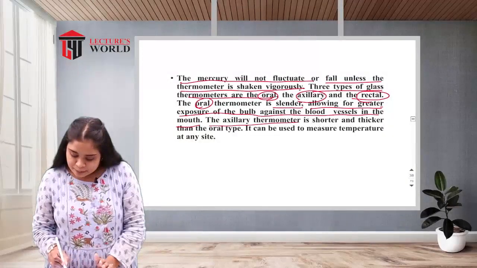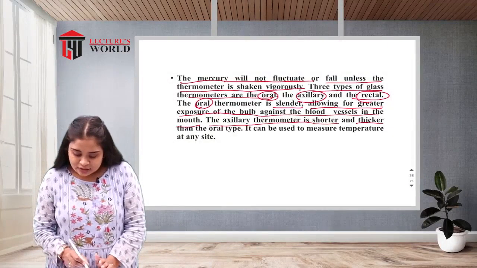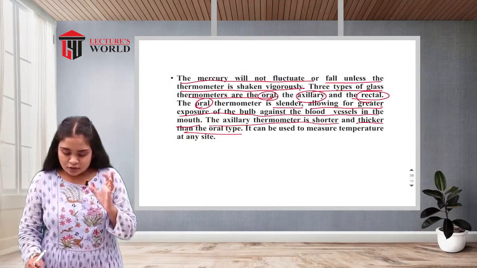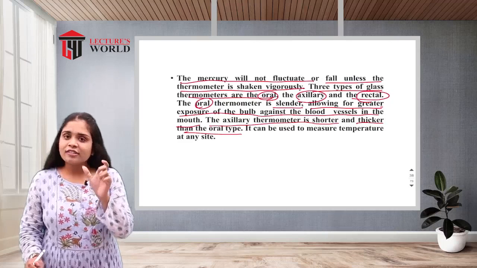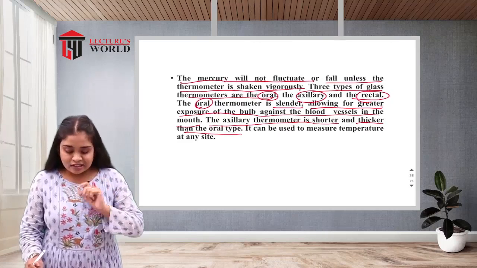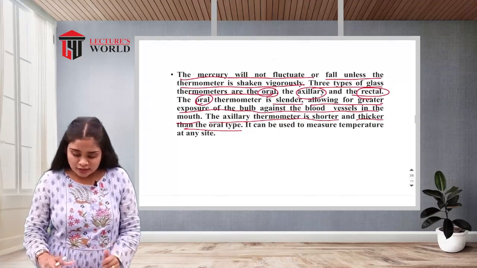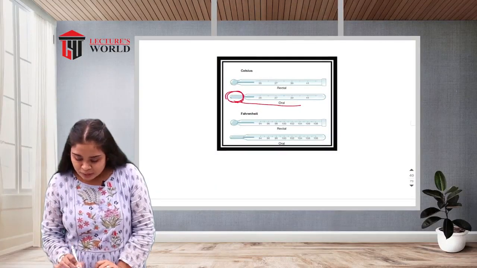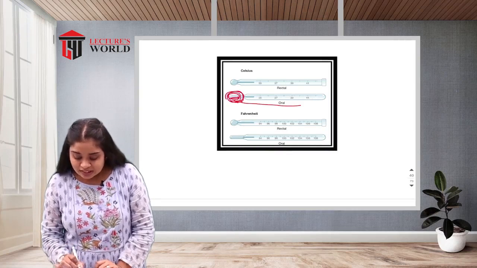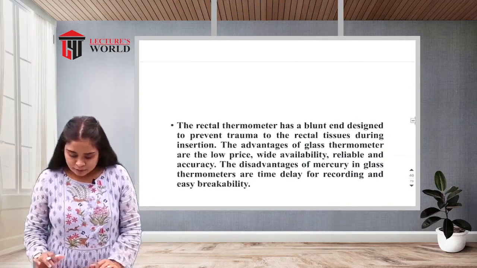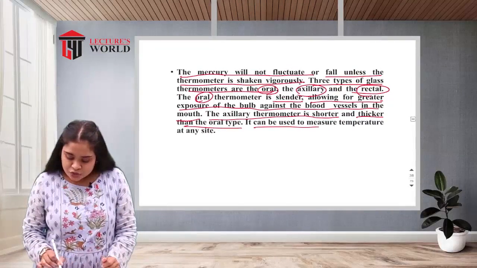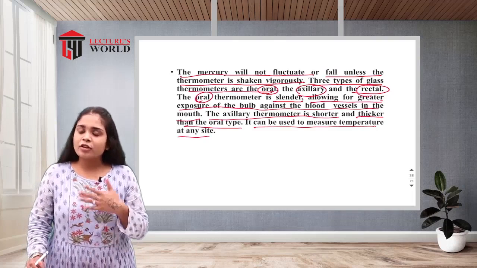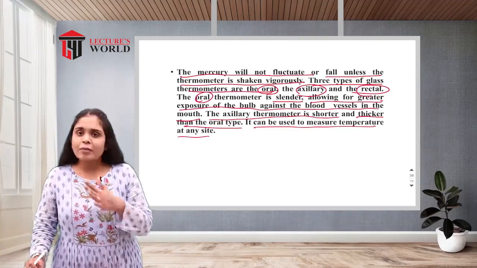So the axillary thermometer is shorter and thicker than the oral type. If we talk about the axillary thermometer, it is in a shorter shape and it is thicker than the oral one. Here you can see this is the oral thermometer, but this part will be shorter and a little thicker. So it can be used to measure the temperature at any site. This thermometer we can use for assessing the temperature from any site.